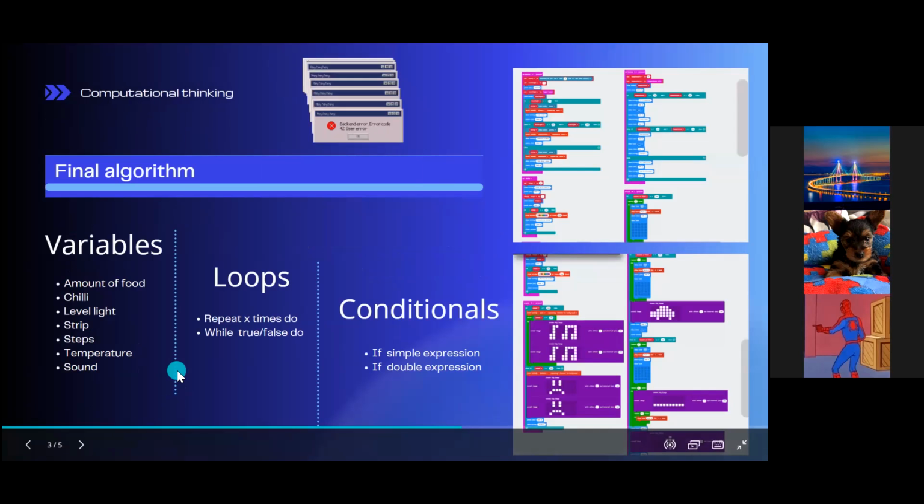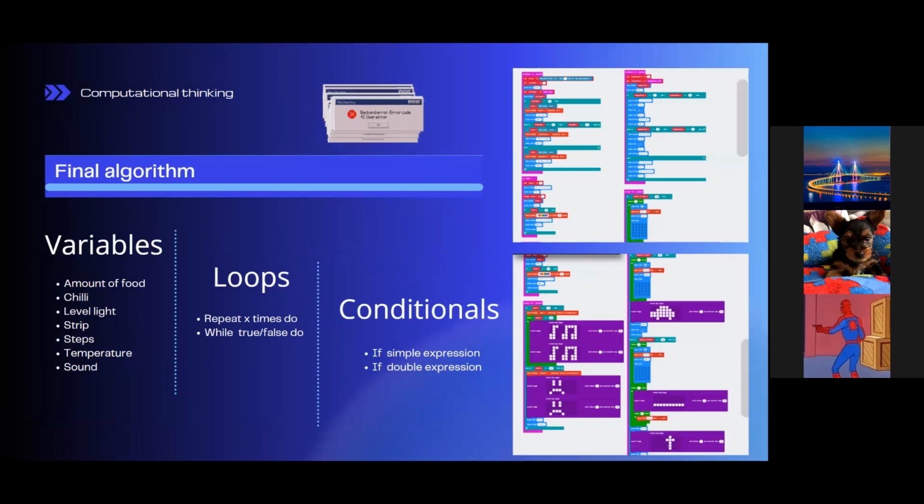Okay, the variables we use are amount of food, Chilli, light level, strip, which is the NeoPixels, temperature, and sound. And for the loops, we don't have as many as the variables, but we repeat the function, repeat X number of times, and we use only one while loop for pin number 2 when we want to set a melody for Chilli when the level of volume is appropriate for him.